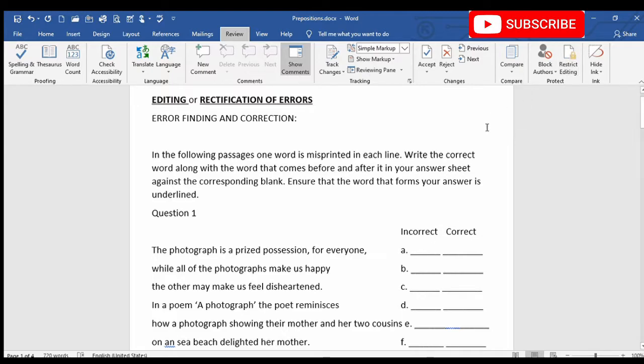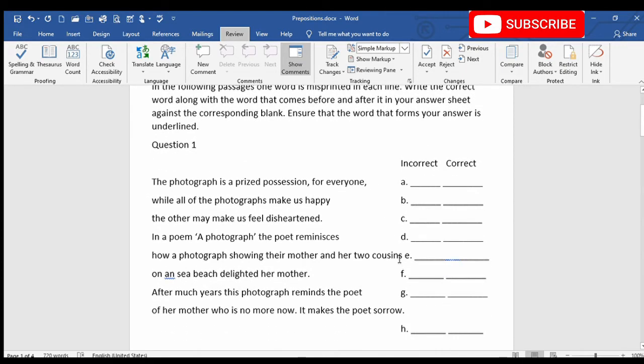Now, the way this paragraph has been numbered tells us that there is a mistake in every line, and each line has just one mistake. So, what is your task? You will have to identify that one mistake in every line and write it down over here in the first blank, and in the second blank you are writing down the correct word. So let's begin with this question 1.